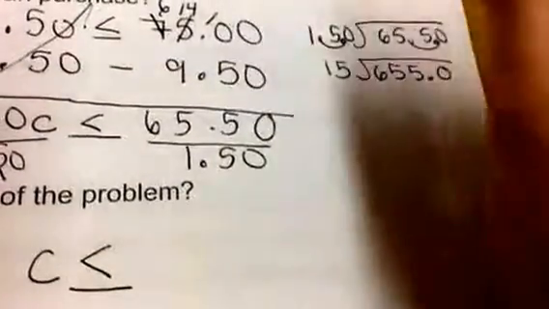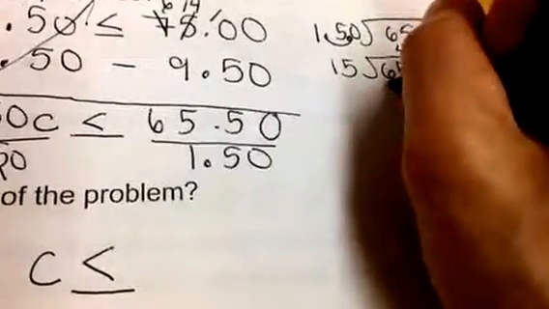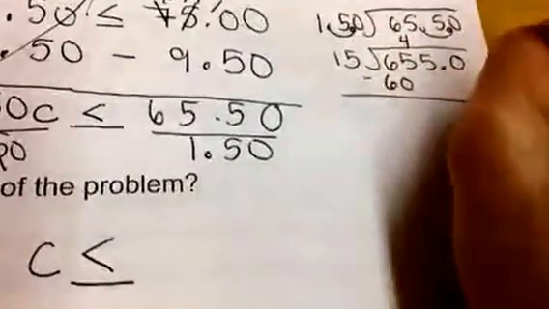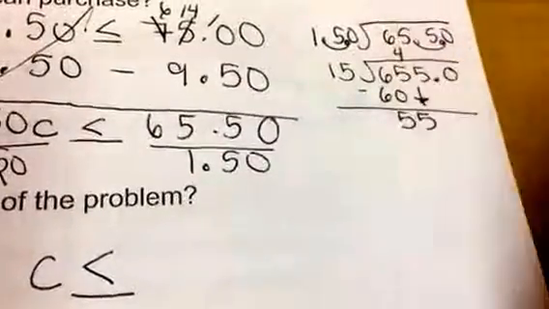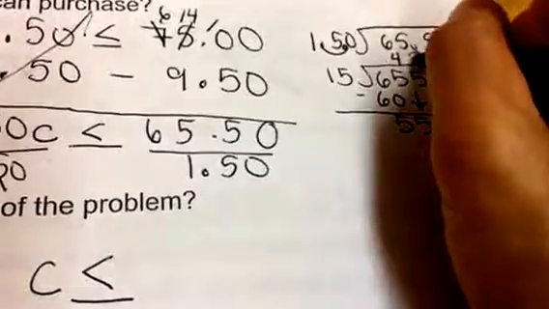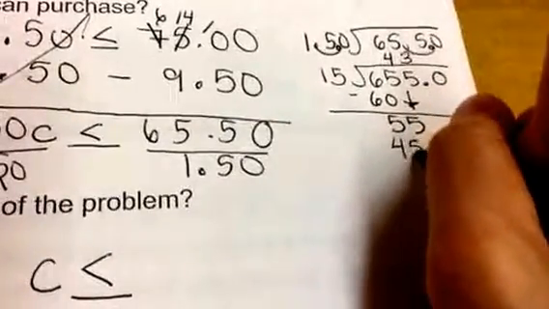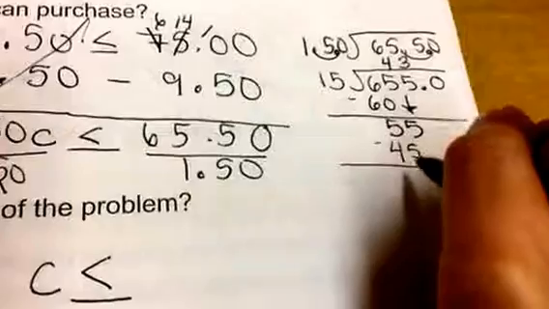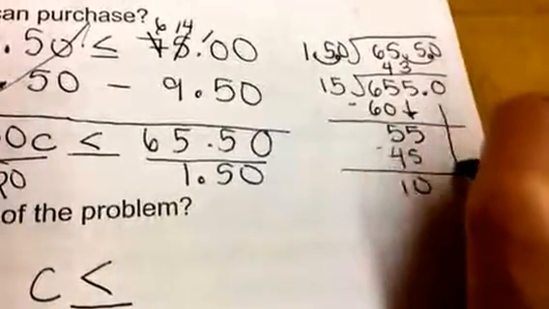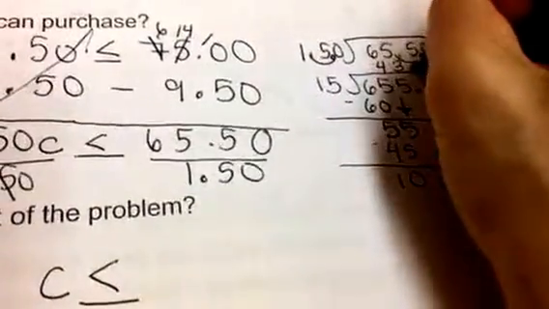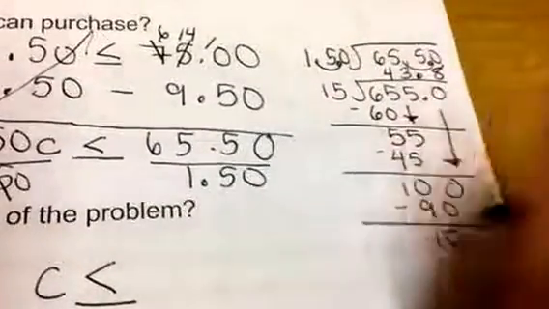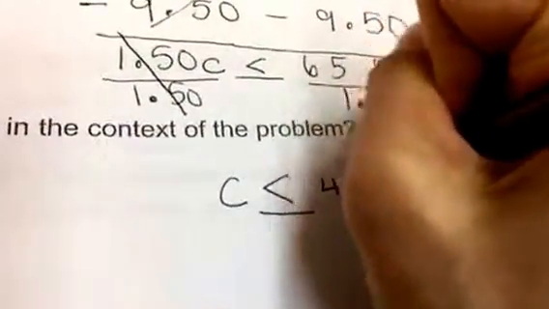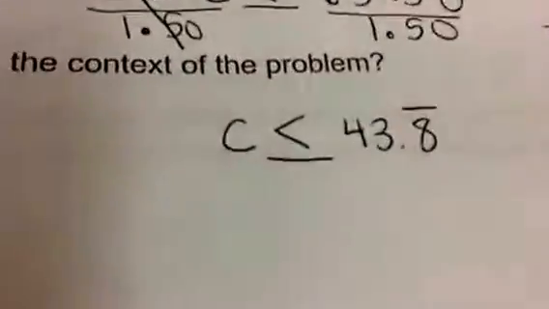15 goes into 65 4 times. 15 times 4 is 60. 65 minus 60 is 5. Bring down my 5. 15 goes into 55 3 times. 15 times 3 is 45. 55 minus 45 is 10. Bring down my 0. Add my decimal point up here. 15 times 8 is 90. I'm going to end up with 10, so that's going to keep going. So my final answer is going to be 43.8 repeating.